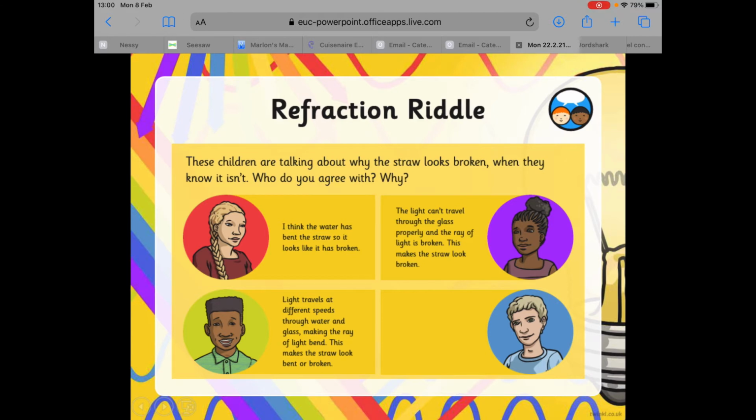The light can't travel through the glass properly, so the ray of light is broken. This makes the straw look broken. And the last one, the straw is opaque. The glass is transparent, which causes the light to be twisted, making the straw look bent and broken. So who do you agree with? Pause the video for a moment. You can talk to somebody in your house, fantastic. Which person do you think is correct?